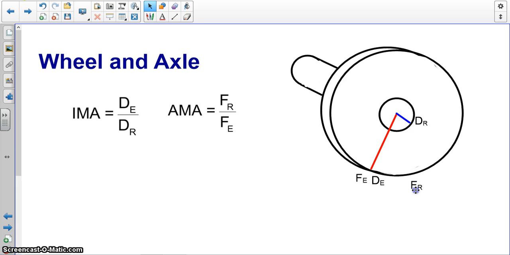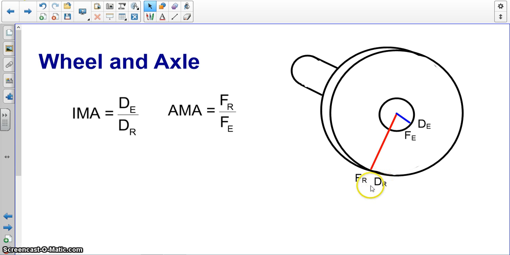Another example of a wheel and axle would be a literal wheel and axle on a car, and these would switch places. So you have to figure out which one's which, depending on the context of the problem. What force is being put in is always the effort force, and where that's happening is the effort distance. So you always look at the radius or the diameter.